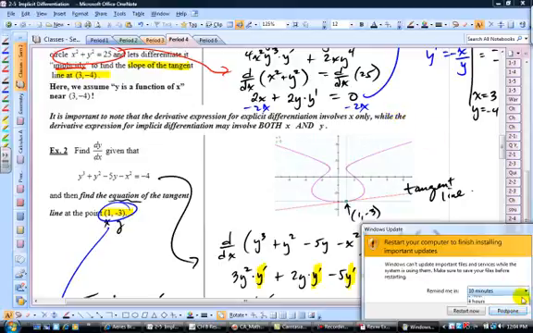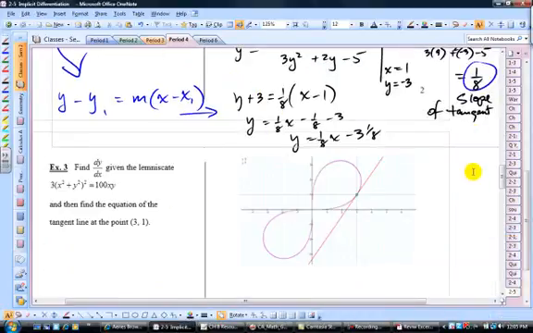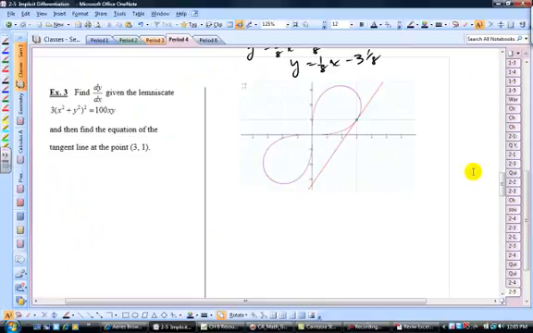Okay? All right. So let's have you try one here. Let's turn the page, and let's try the famous lemniscate, one we saw last semester.